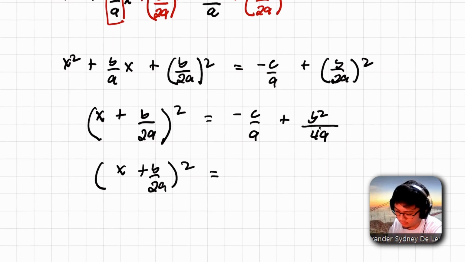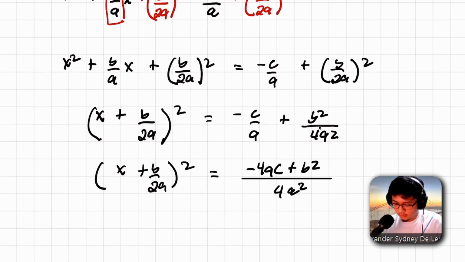Then, simplify natin to. So, we have 4a over a squared. So, 4a divided by a is 4. Then, we have negative 4, squared pala to, no? Squared. So, 4a squared yan, divided by a is negative 4ac, no? Negative 4ac, then plus b squared.